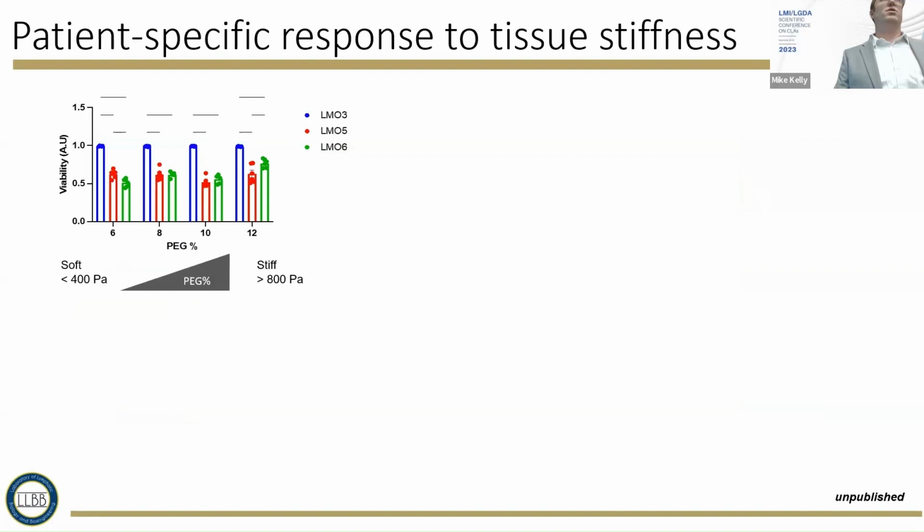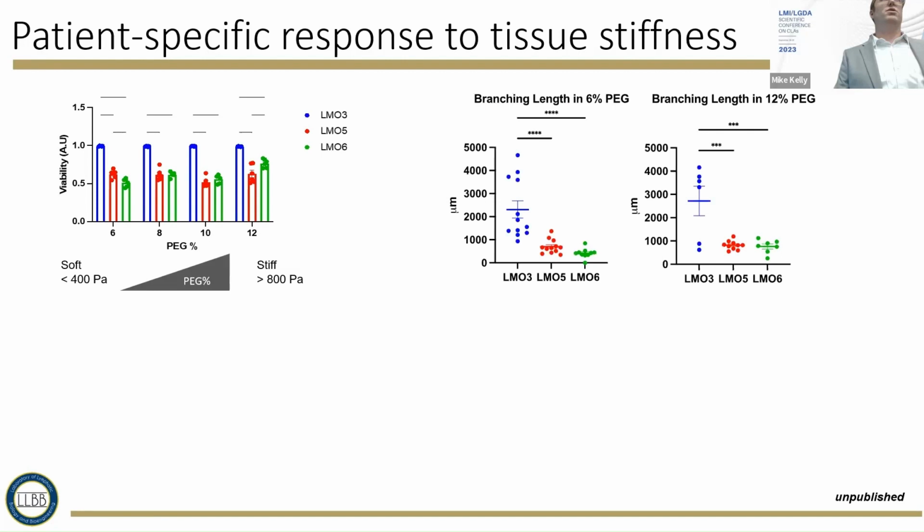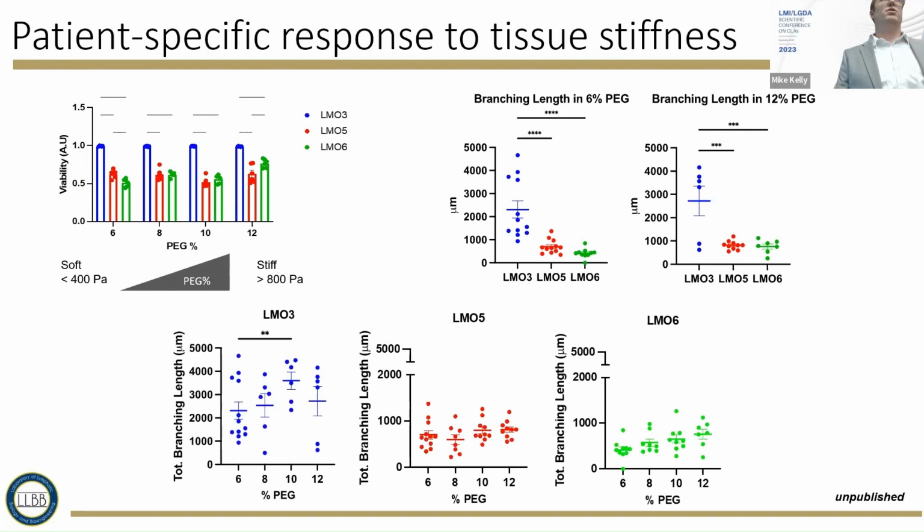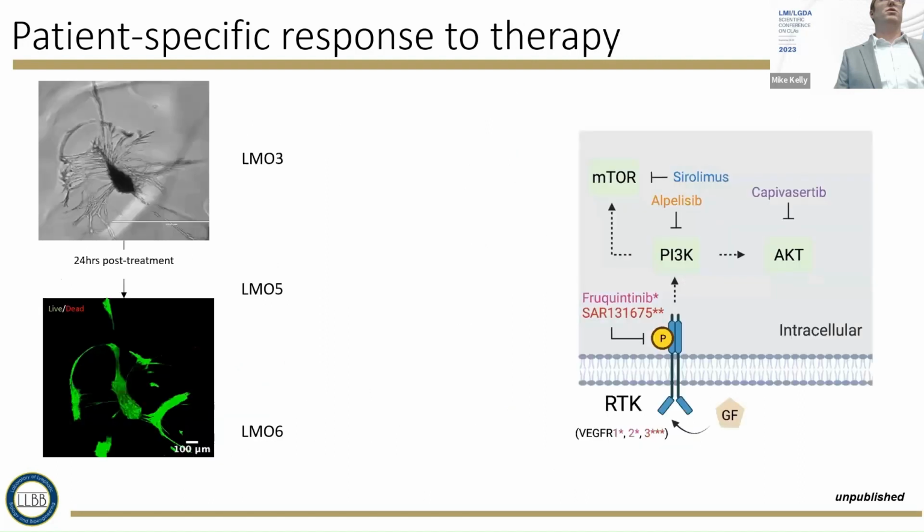The first thing you probably saw quite strikingly is that one malformation patients grow much faster than another and branch much larger than the other. If we look specifically, here's just shown quantifying the branching length. And then if we look at stiffness, for two of the patients, they really didn't see within this window of stiffness range much of an effect, but we did see an effect of stiffness on the LMO3 patients.